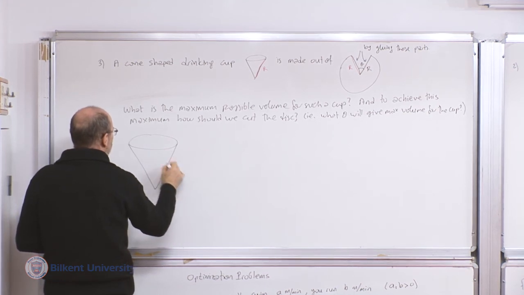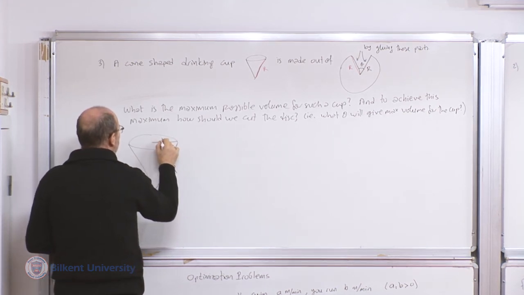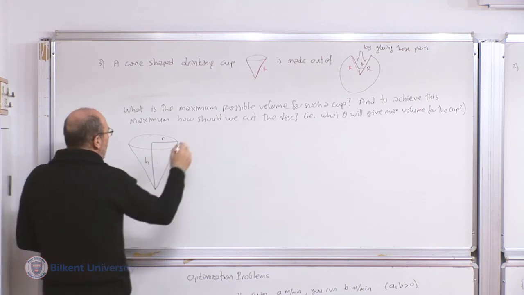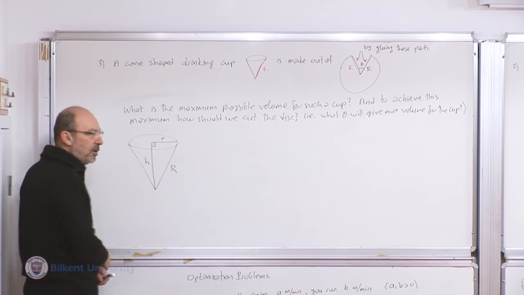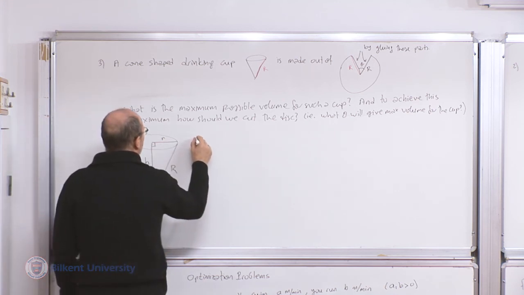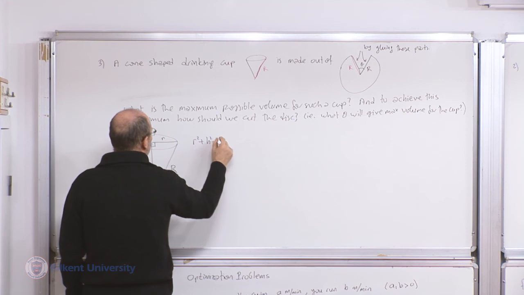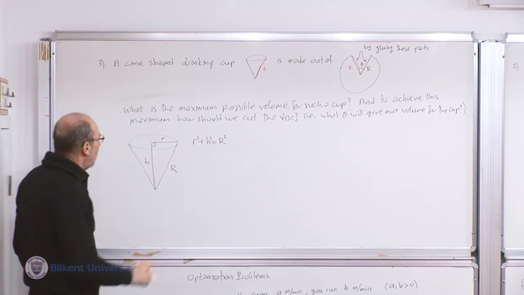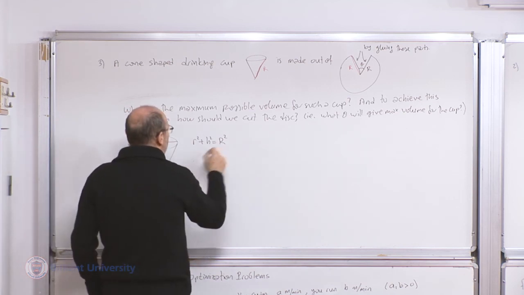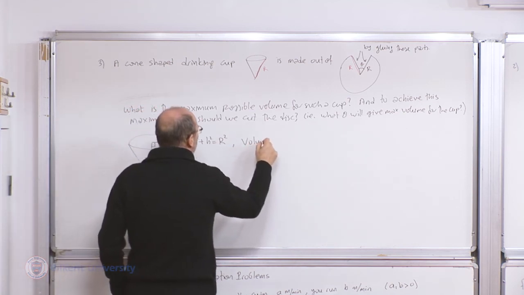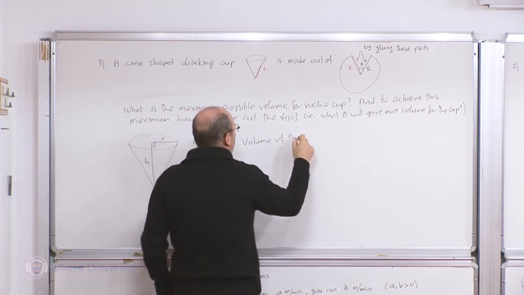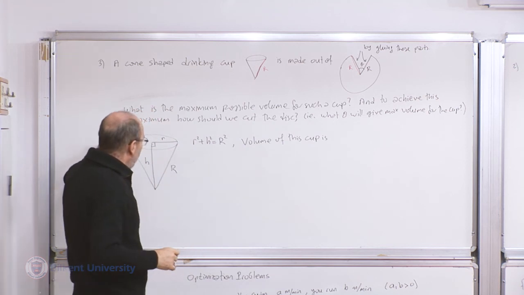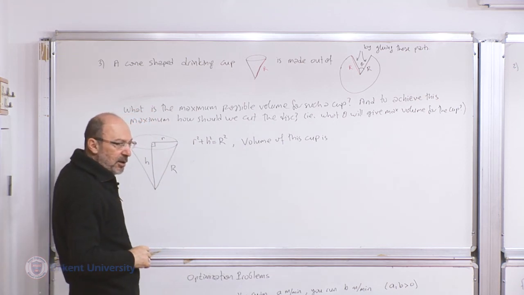Okay, so this side is capital R, this is small r, and this is h. This angle we notice is right. So r squared plus h squared is equal to R squared. Okay, and the volume of this cone, of this cup, is one third times base area times height.